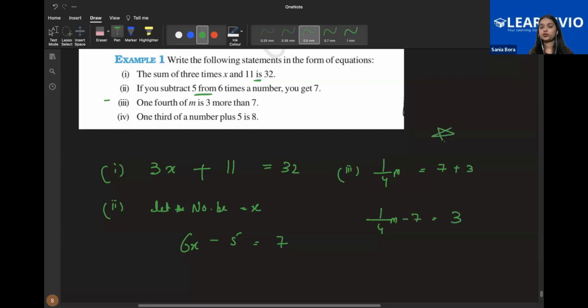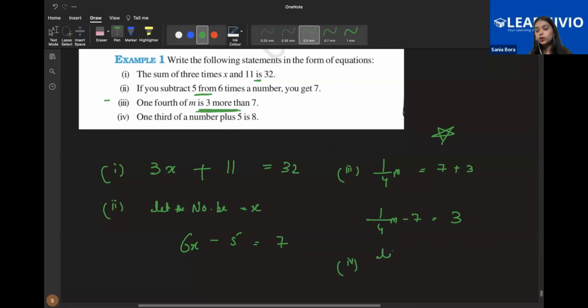Remember this. This is a trick question, right? Because if you write 10 here, then nowhere in the question is 10 given. So how would you write 10? So that's why it is 3 more than 7. So 7 will come to this side. 1/4m minus 7 equals to 3. Clear? Okay.